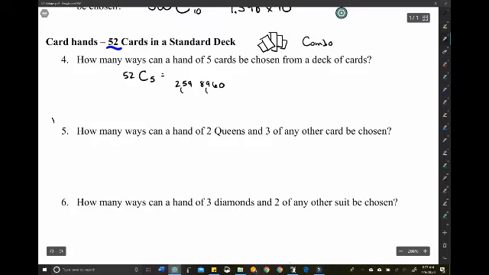We'll look that up. 52, I believe it's a pretty big number. Choose 5. 259 8960. I know my comma is off. 2,598,960 5-card hands. Okay, here are the challenging ones.